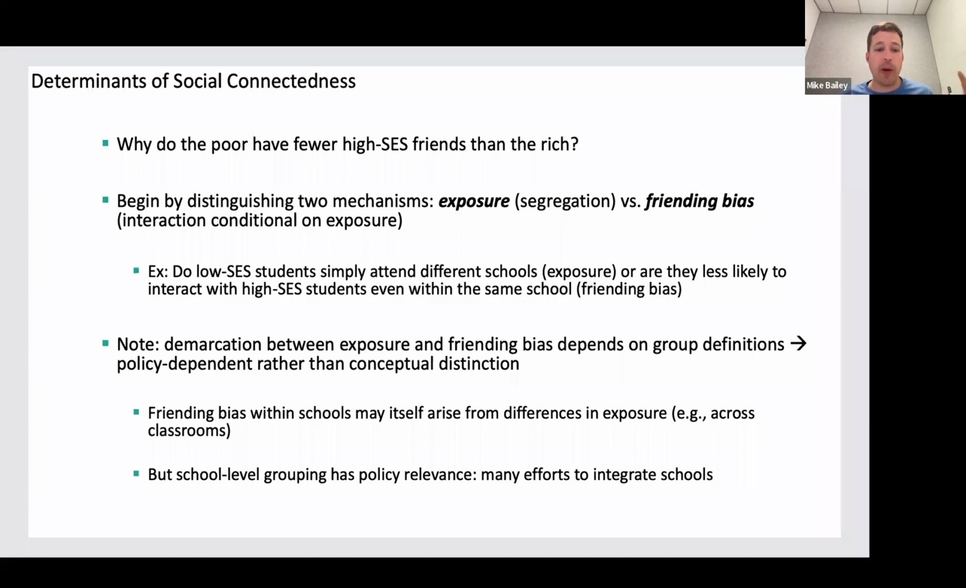So the three things we want to break down are how much of this gap is because low SES and high SES people make friends in different settings, versus the settings aren't integrated, they're not exposed to each other, versus bias, that they're exposed to each other, they're just not making those friendships.